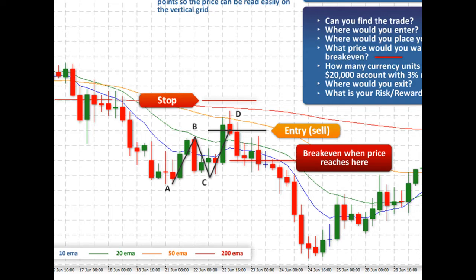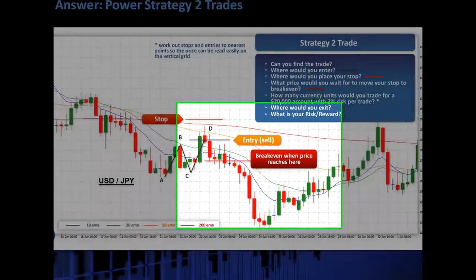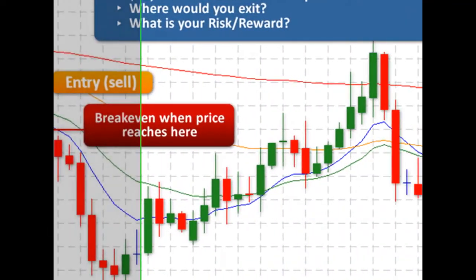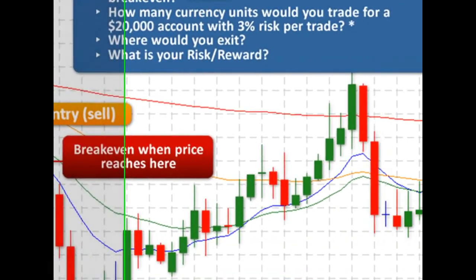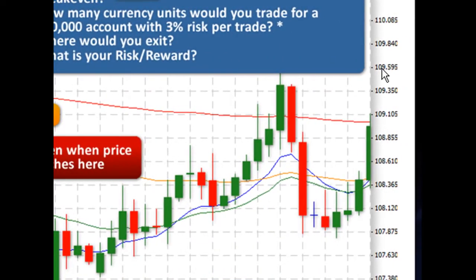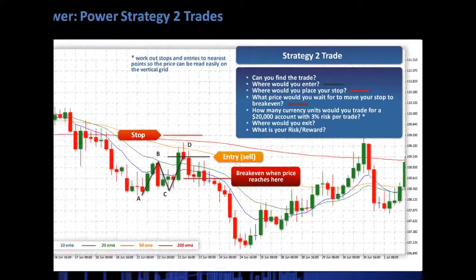And how many currency units would you be trading here? Well, we've got this chart as a USD JPY trade. We've got the entry at 109.10 and the stop at 109.59. And we've got a $20,000 account with a 3% risk. So let's go to the trade size calculator.